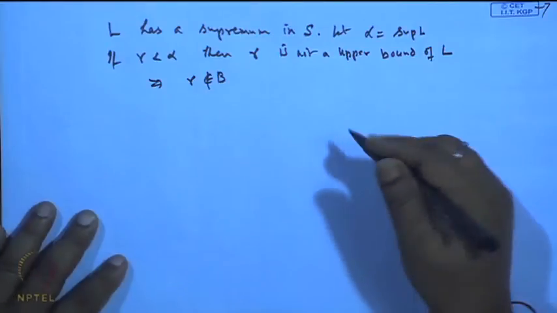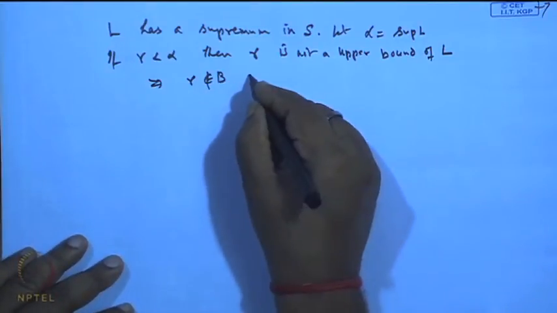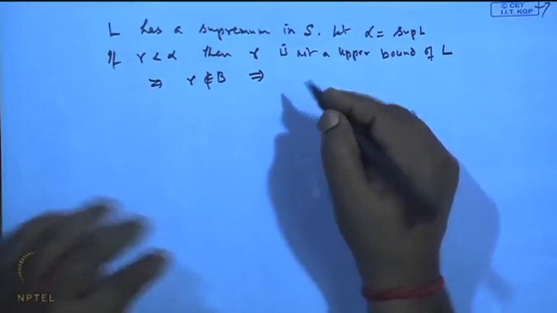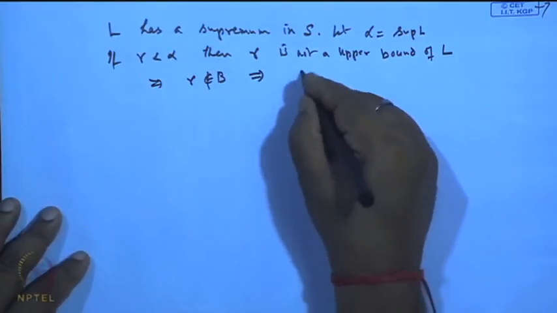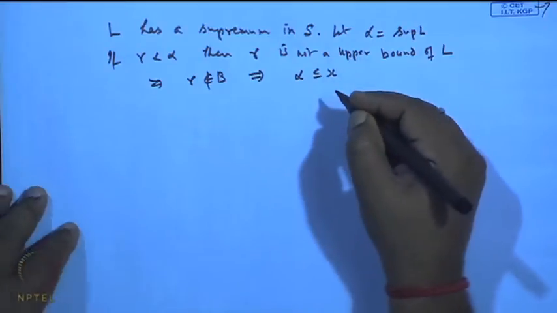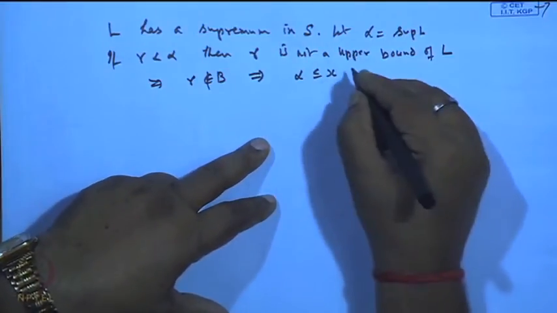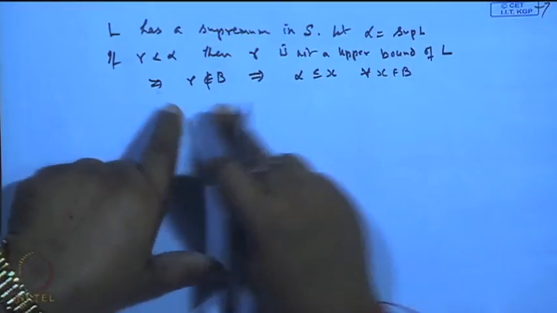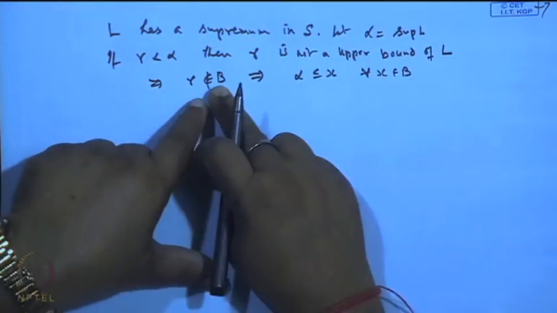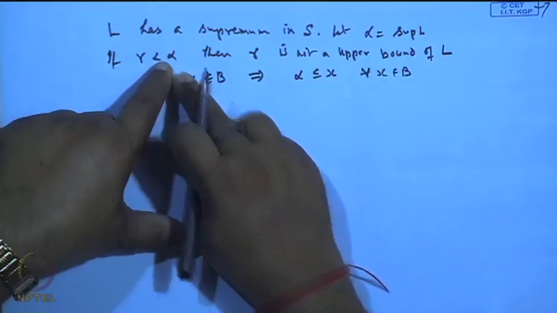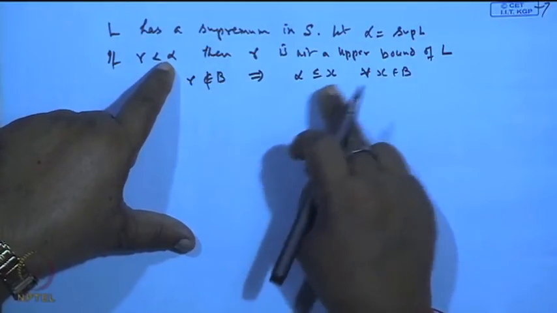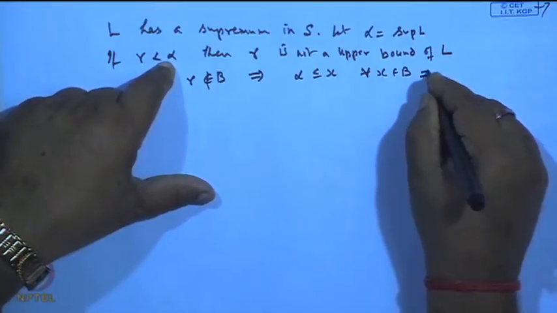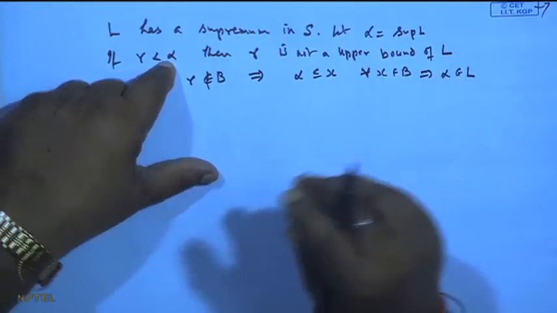Okay. So, what this implies is that alpha is less than or equal to x for every x belongs to B, because any number less than alpha cannot be a point in B. So, alpha will be the least number and then alpha will be less than or equal to x. So, this shows that alpha belongs to L. Okay.